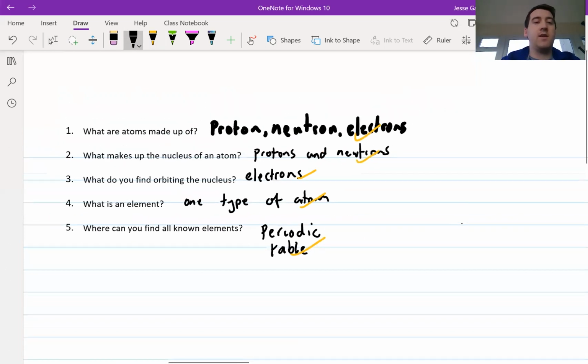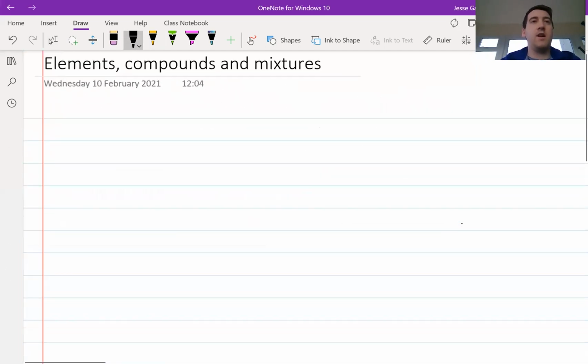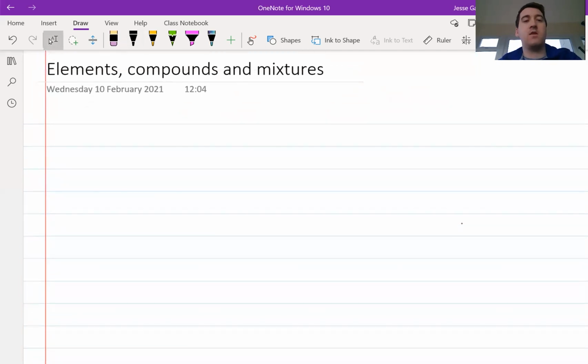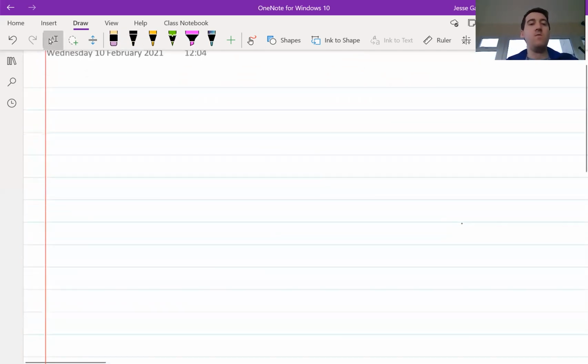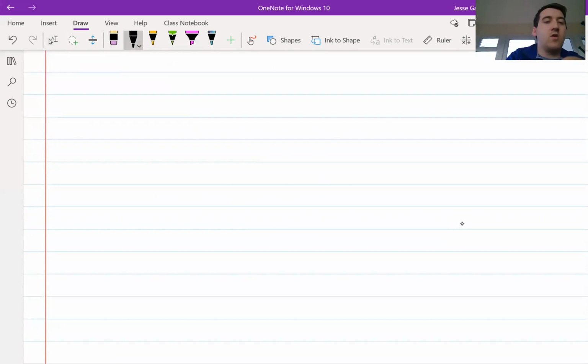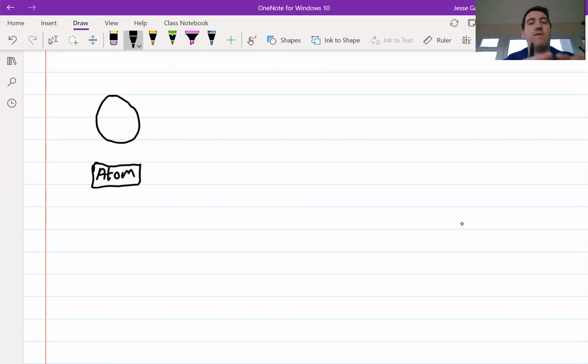Okay, into today's lesson. Today we're going to learn about things called elements, compounds, and mixtures. All right, here I am drawing a particle. The type of particle it is, is an atom. It's an atom, and I know it's an atom because it's just one circle or one disk. So this is a very simple representation of an atom.